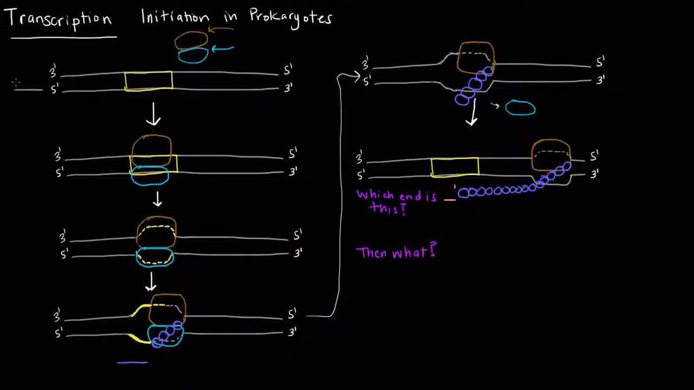So if we imagine that we have double-stranded DNA, let's think that this strand up here that has the 3' end on the left side and the 5' end on the right side, let's imagine this to be the template strand.